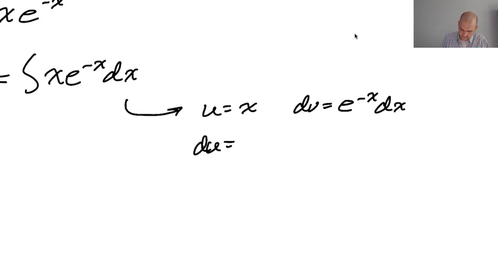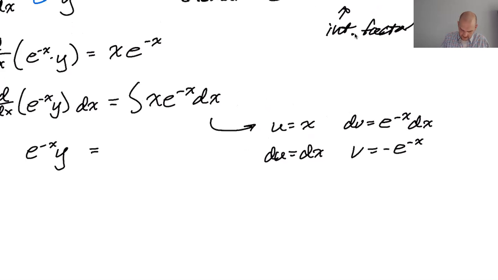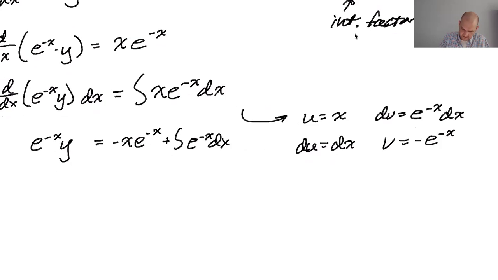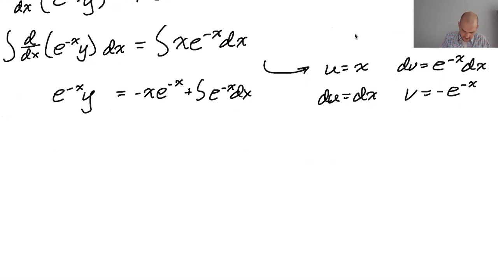So du is dx, v is negative e to the negative x. We have uv, so negative x e to the negative x minus the integral of v du. So that'll be plus the integral of e to the negative x dx. Okay, and then we integrate one more time. This is why I should have used a table, but it's all right.